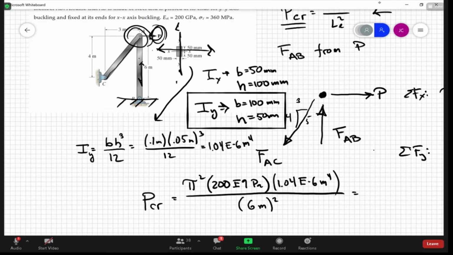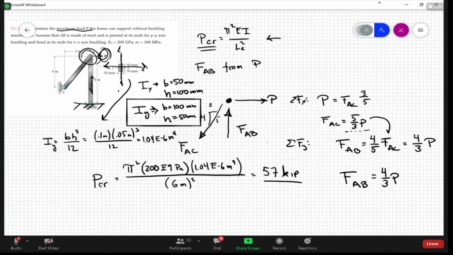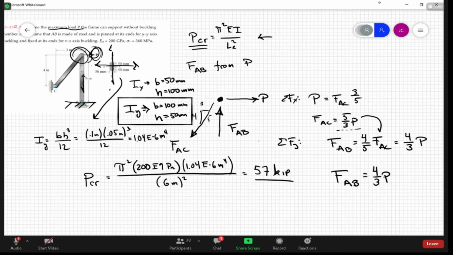All right, so this gives me a value of 57 kips. Okay, 57,000 pounds of compressive force in AB is going to cause it to buckle. Okay, but that's basically the force in AB. All right. So now we want to know what, that's not the force we apply. The force applied is P. So how do we get that?